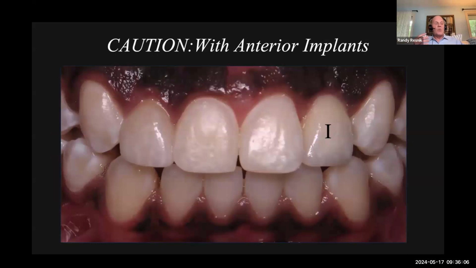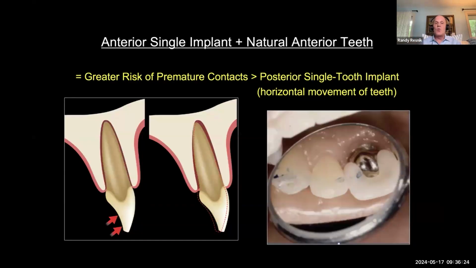Now, what specific clinical situation do you have to be concerned about? I've seen multiple cases of this with anterior implants. So in this example that I have, number 10 is an implant. All the other teeth are natural teeth. So why is the anterior implant with natural teeth a very difficult situation? Why do we have a greater risk of premature contacts than, say, on the posterior single tooth?